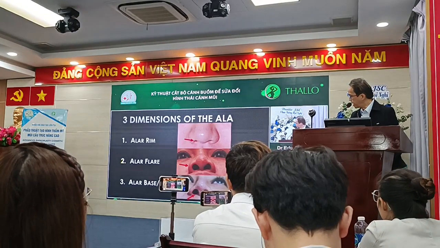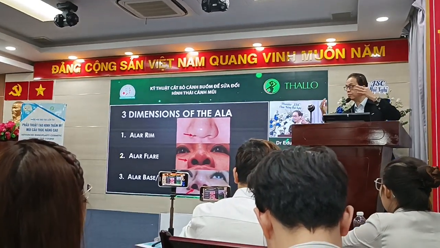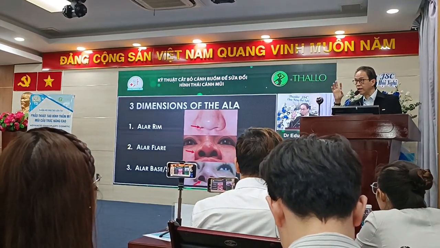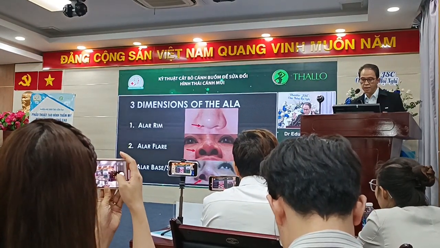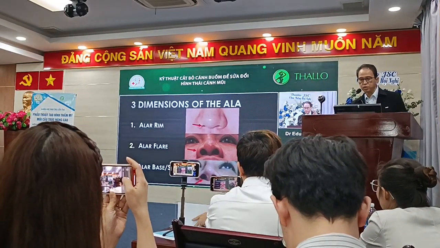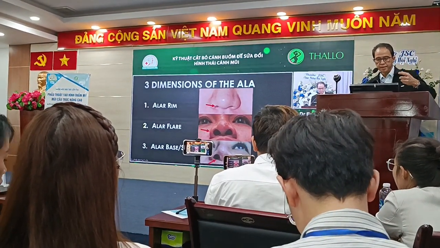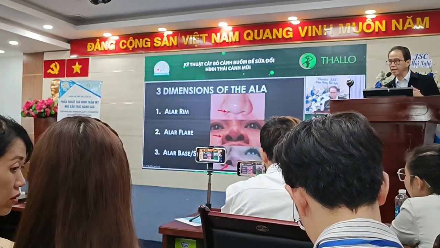So again, we have the alar ring. I consider the alar, the 3 dimensions of the alar that we see, that patients see, but we can have 2 other pictures that we can really see and make it good looking. Alright, so these are the 3 most common that all of us see: the alar ring, the alar flare, and the alar base, the width of the alar.